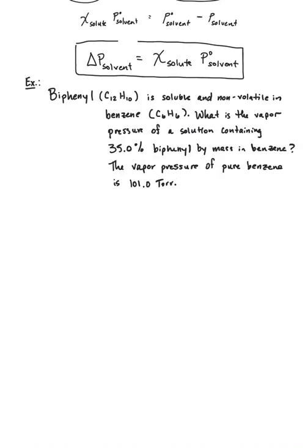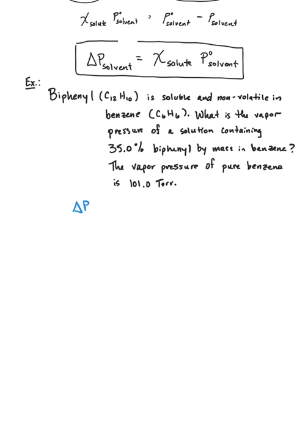So let's work an example. Suppose that we're going to make a solution of biphenyl with the chemical formula C12H10 in benzene, chemical formula C6H6, that has a percent by mass of 35.0%. We want to know what the new vapor pressure of that solution is, given that the vapor pressure of pure benzene is 101 torr.